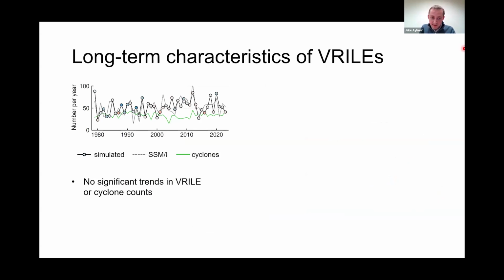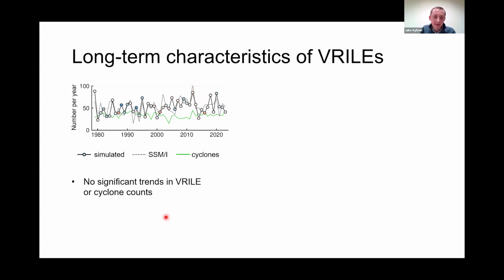So finally, just to say a bit more about the events in general in the model. Here I'm just plotting, similar to the figure I showed from Wang et al., the number of very rapid ice loss events in the model. That's the solid black line with the colored points. We did the same thing for the passive microwave observations as well. That's the gray dashed line. So again, although the model is not perfect, it is picking up the year-to-year variability, and we do see, this is 2012, for example, where we see a peak in the number of events.